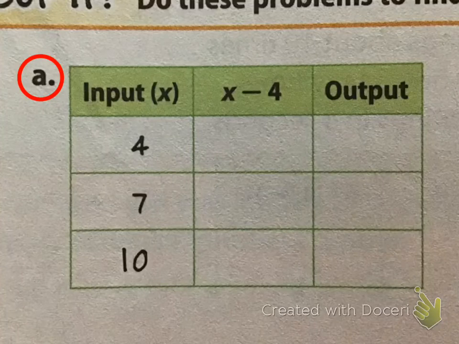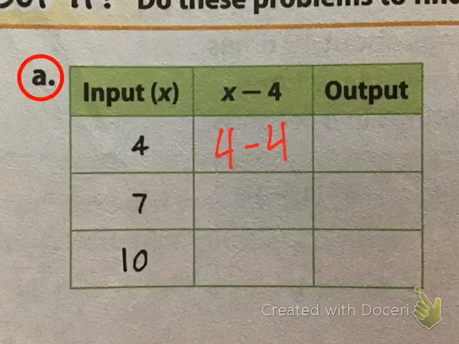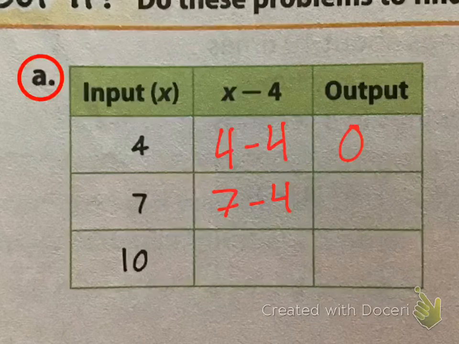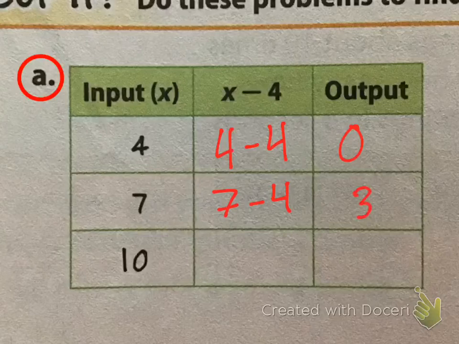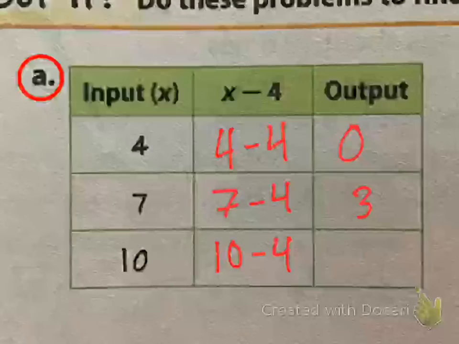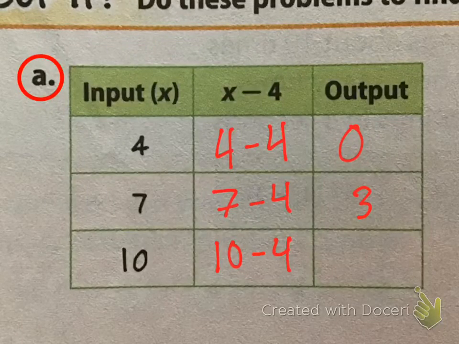So for this first one, it already gives us our expression. So we put this in. We get 4 minus 4. And what is our answer then, Oswaldo? 0. The next one, we get 7 minus 4. What is our answer then, Nathan? 3. And then lastly, we get 10 minus 4. What is our answer, Rafi? 6. Excellent. We just plugged in for x.